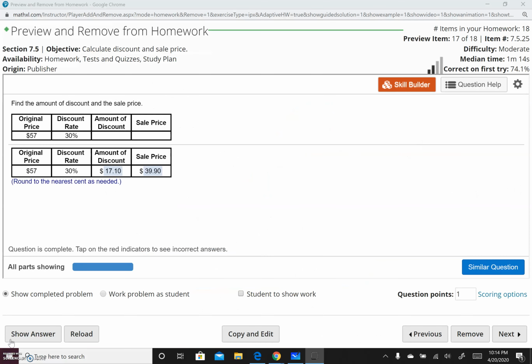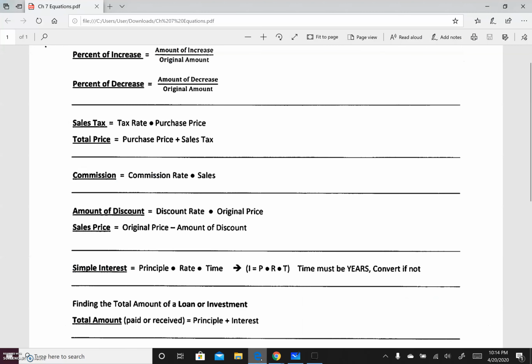Okay, you're also going to have a problem where it's going to ask for you to find the amount of the discount and the sale price. So recall, this is also on this equation sheet. If you look at the fourth one down, there's the amount of discount, which is the discount rate times the original price. And the sales price is the original price minus the amount of discount. So let me show you how that works.